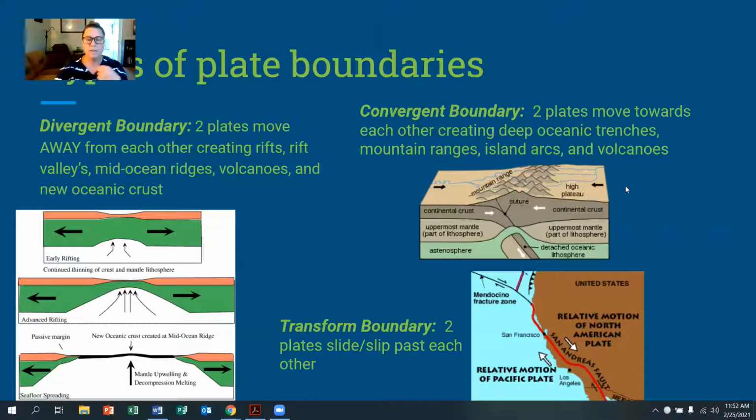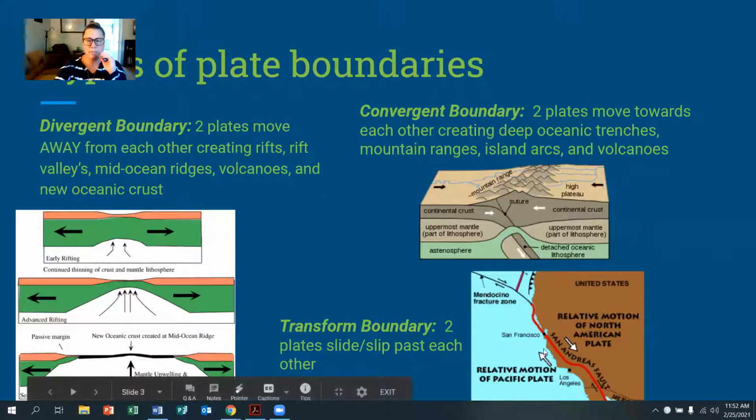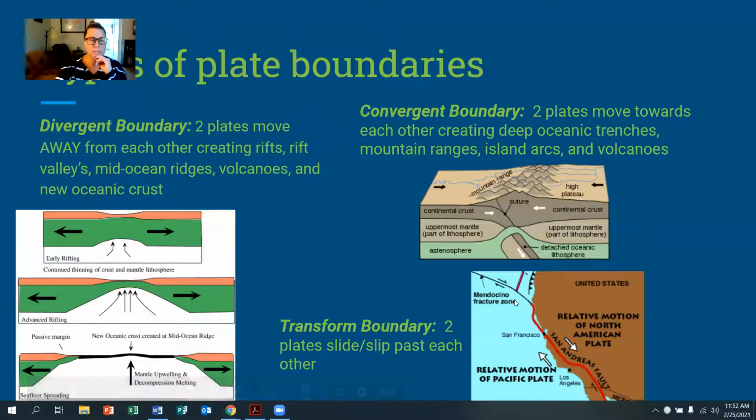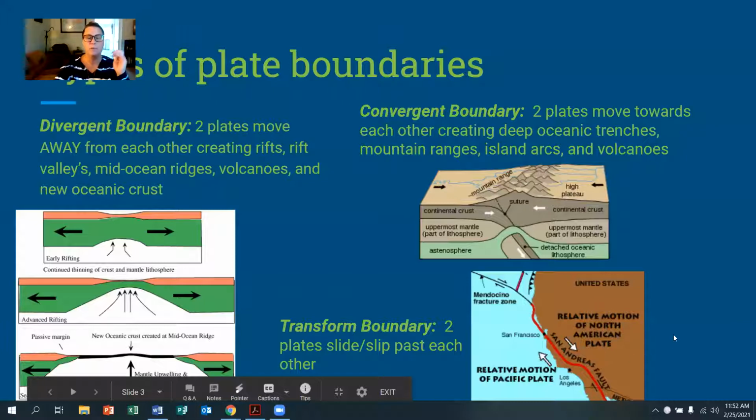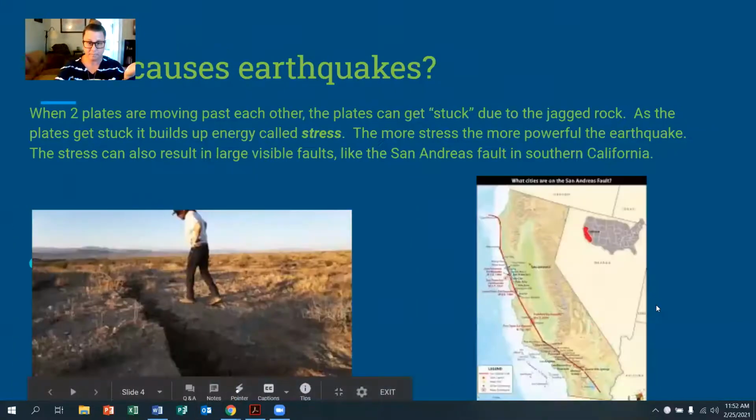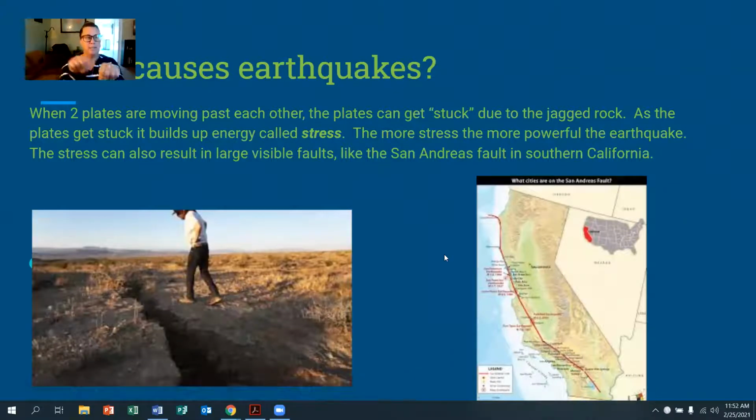Lastly, we have transform boundaries. Now, there's a picture down here that shows a fault line, a very famous fault line in California that is associated with a transform boundary. And what happens at the transform boundary is you have two plates next to each other. And those two plates, instead of pushing against each other or pulling apart, are actually sliding past one another.